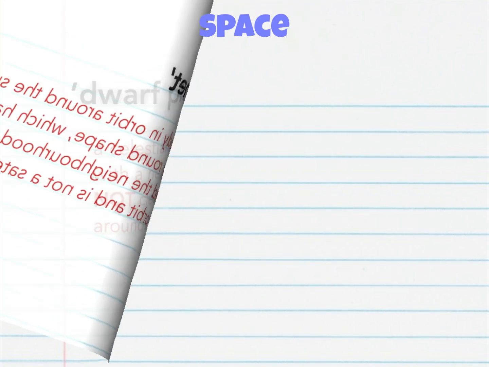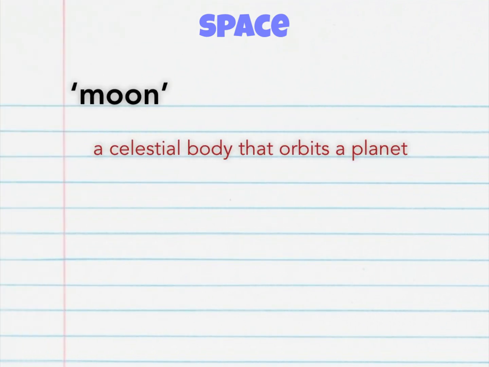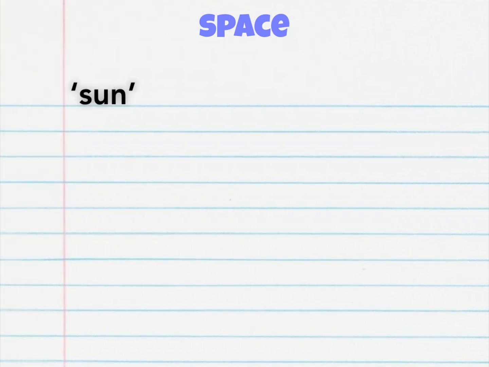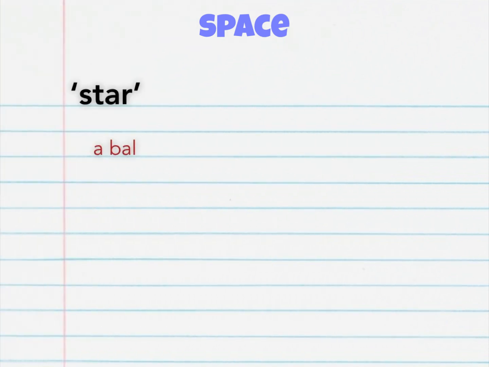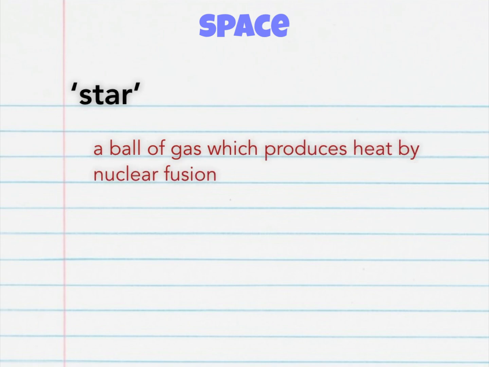Moon. A moon is a celestial body that orbits a planet. Sun. Of course, the Sun is the star at the centre of our solar system. And, talking of stars, a star is a ball of gas which produces heat by nuclear fusion.